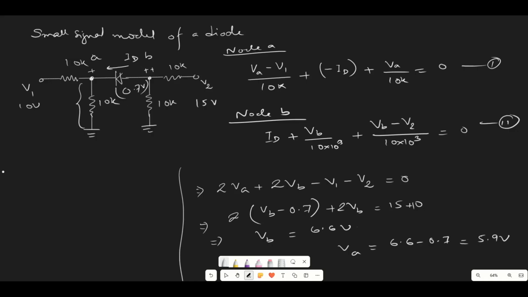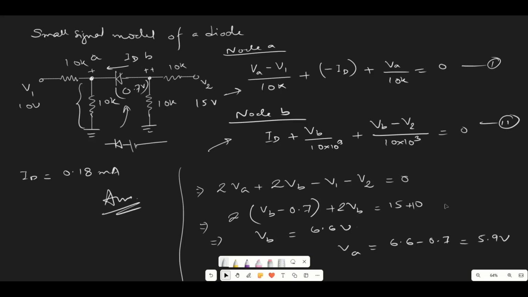Now determining the value of ID, considering any one of these two equations, by putting the value of VA and VB, we would calculate the value of ID, and that will be coming as, after calculation, 0.18 milliampere. So this is the answer, the required value of ID. So like this we can solve any numerical for small signal model of a diode, and here the diode that we have used in this question is a constant voltage drop model.